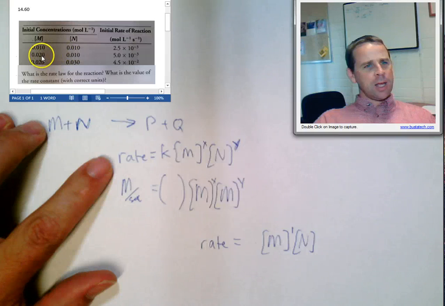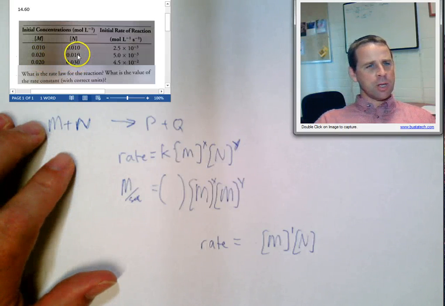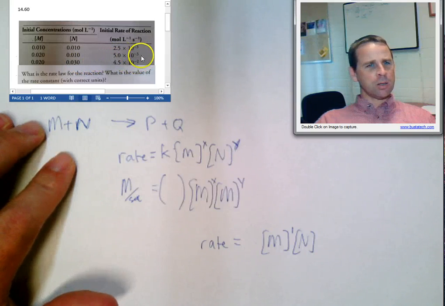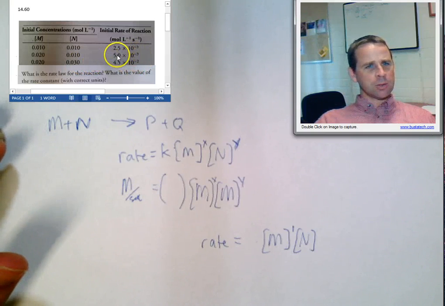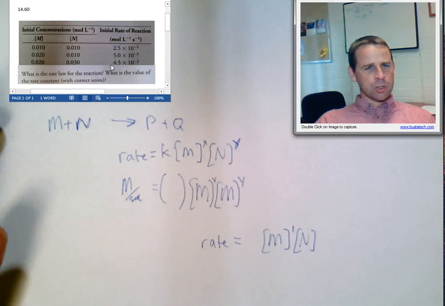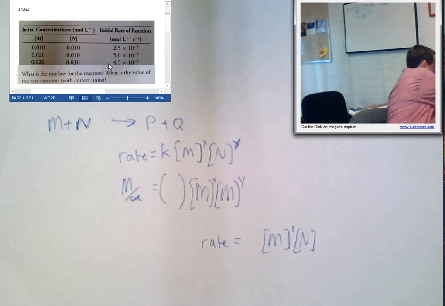Now I'll look at the dependence on N. I need to look at two scenarios where M is held constant but N is increased. And I see here that I increase the concentration of N by 3-fold, and that does what to the rate here? It looks like it increases it 9-fold, right? So it's 0.005 all the way up to 0.045. I'll get the calculator to verify that that's actually the rate ratio.